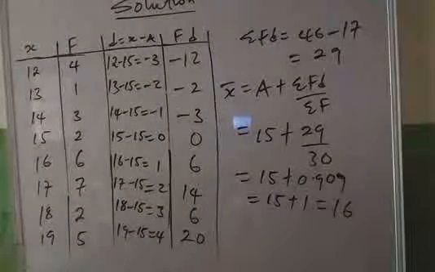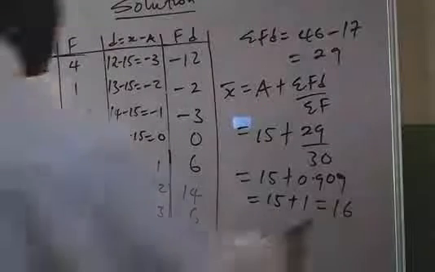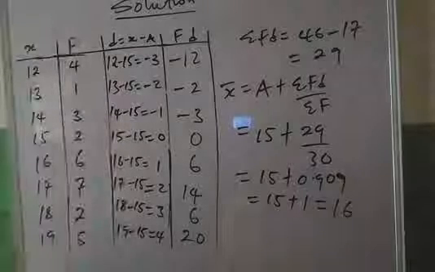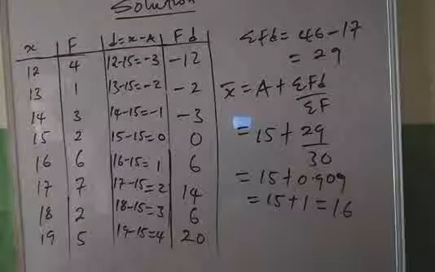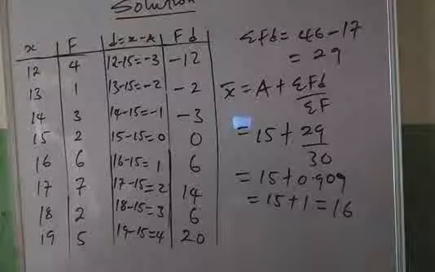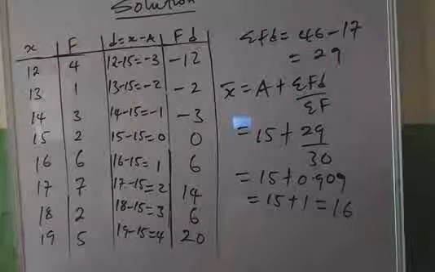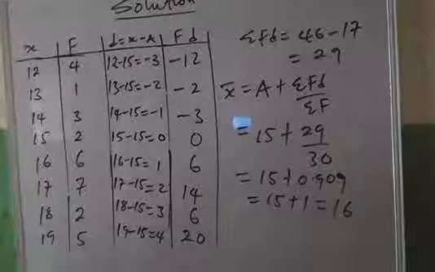So the mean is equals to what? 16. The mean is equals to 16 using the assumed mean method. Now we are going to take an example that involves grouped frequency under the assumed mean.